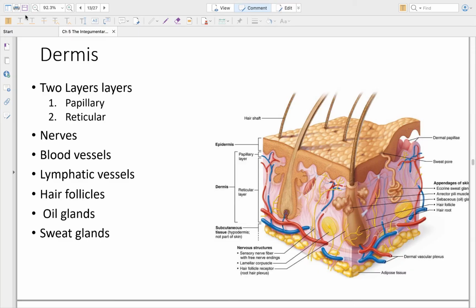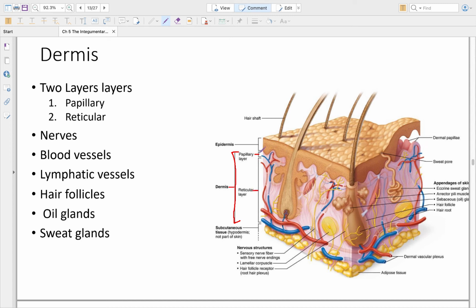Okay, so the next thing we're going to talk about is the dermis. The dermis is the bottom layer of the skin, and it takes up the majority of the surface area. About 80% of the skin is made up of the dermis. The dermis is composed of 2 layers, the papillary layer and the reticular layer.